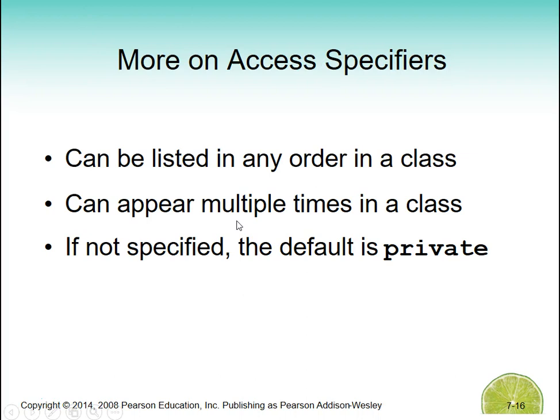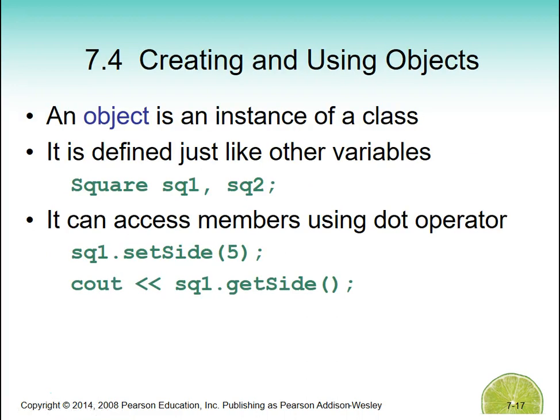Access specifiers can appear multiple times in the class. It does not specify the default is private. So they're saying that if you don't tell it, the access specifier will be private.